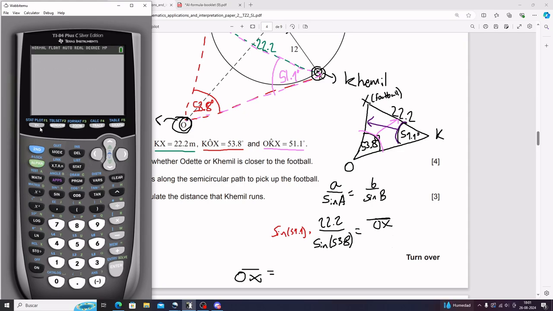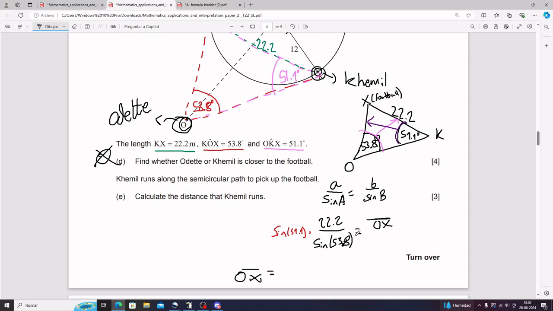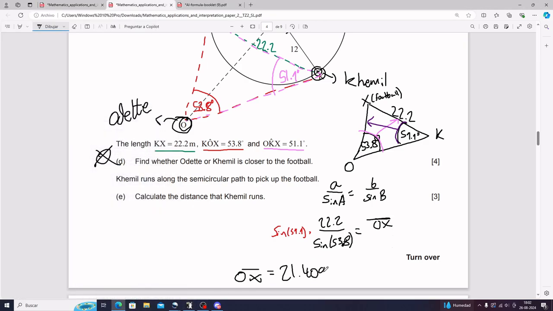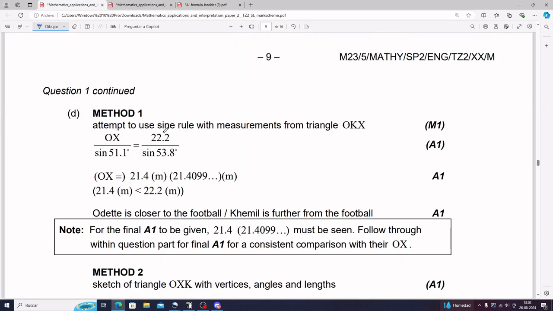Well, obviously I have the fraction, right? So you have the fraction 22.2 times sine 51.1 up top, which is what's in red, divided by sine 53.8. Here I didn't really put the point very specifically. I have a 53.8. Okay? Yeah, go ahead and press enter. There it is. Distance OX is 21.499.